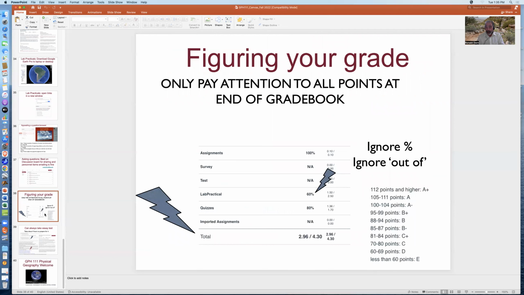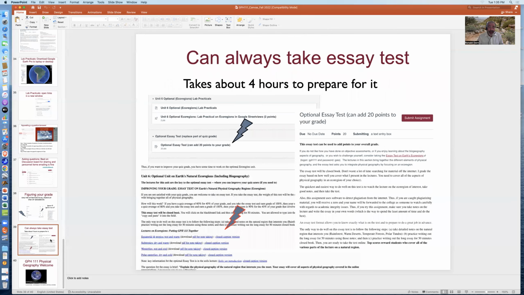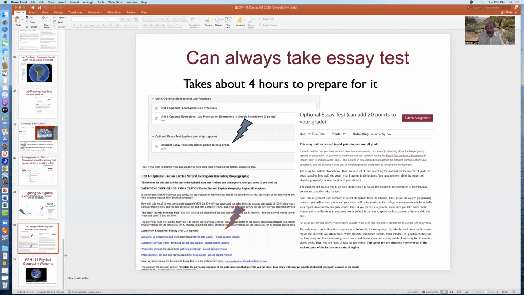Figuring your grade, again. I'm going to emphasize again that accumulating points are all that matters, not the percentages. This means that you should relax because incorrect answers won't hurt your grade. I don't use a percentage. I just use the accumulating points. And realize you can always earn more points at the end by taking the essay test or doing the geovisualization culminating assignment. They'll take time, but earning points should not be a problem for you. You should be able to earn an A+ if you want to.